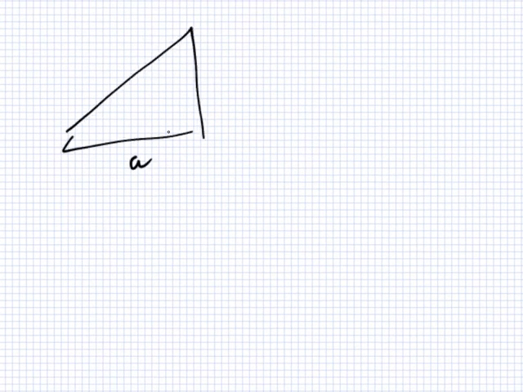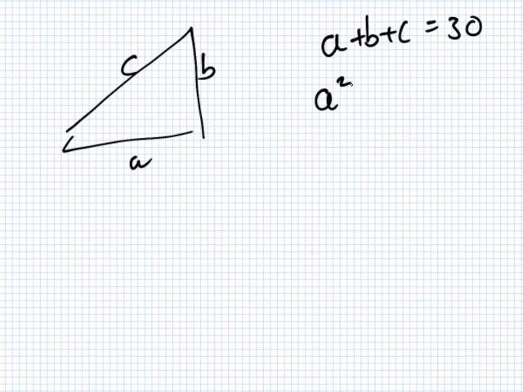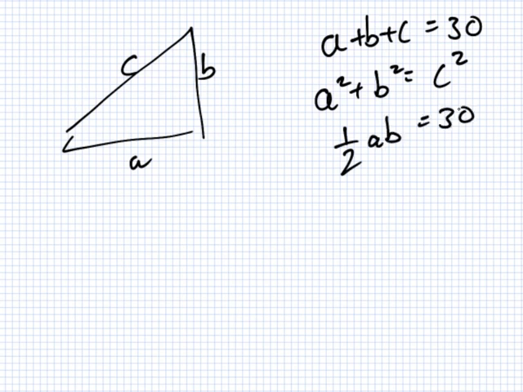This side is A, this is B, this is C. We know that A plus B plus C equals 30. We also know that A squared plus B squared equals C squared. And we also know a half AB equals 30. Because we have 3 equations, we should be able to solve this.